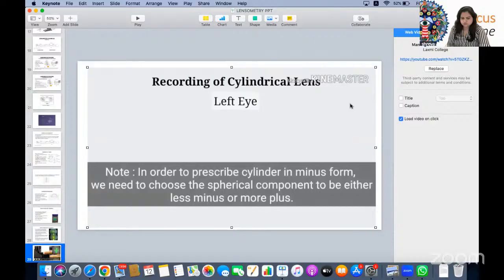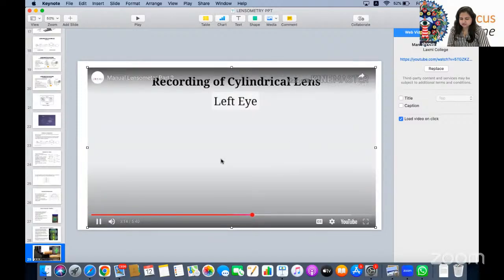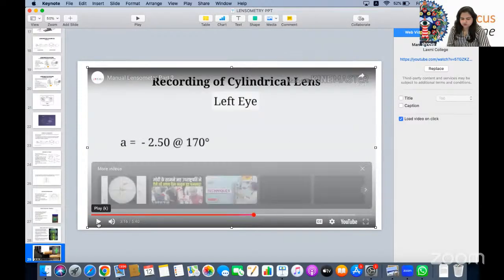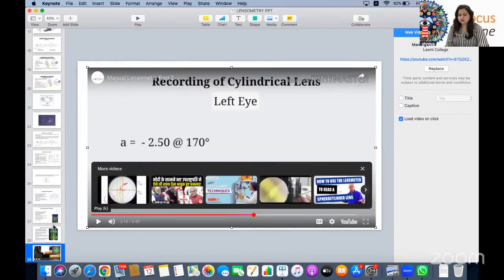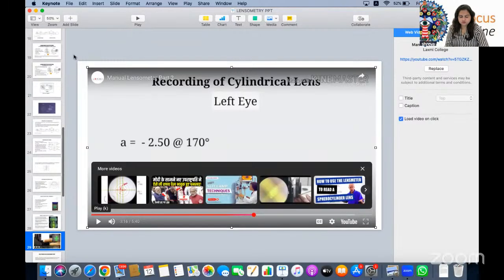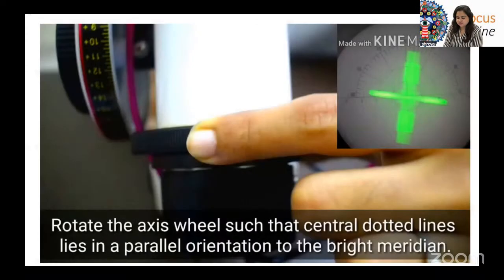Note, in order to prescribe cylinder in minus form, we need to choose a spherical component to be either minus or plus. So here we are basically doing the notation of the lenses. So this is how we are going to neutralize with the help of a lensometer.